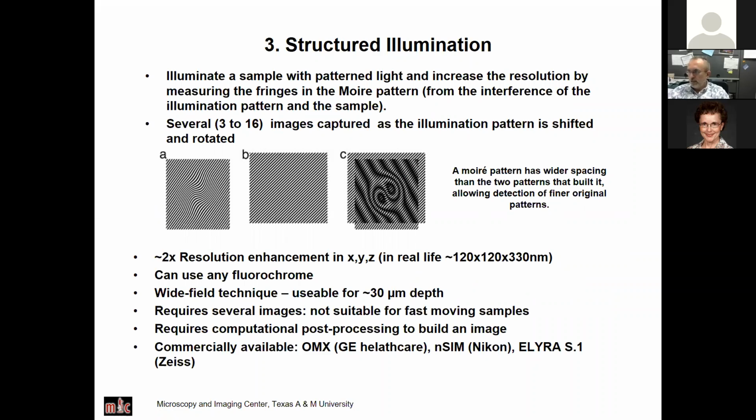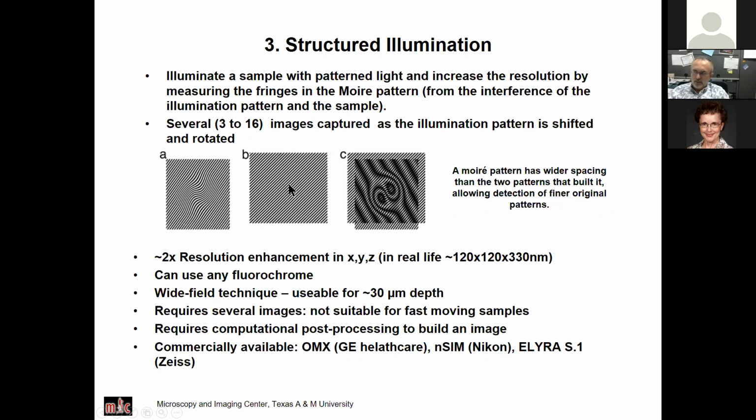Another method is structured illumination, and that's based on the fact that if you have a sample that has some pattern that's too fine to be resolved with regular, diffraction limited optics, and you superimpose another pattern, in this case we project an illumination pattern, when those two patterns overlay, the interference of those two patterns will give you a moire pattern, which we can detect because it has a much wider spacing. So we can detect that pattern, and because we know what our illumination pattern was, we can calculate what the tissue structure was.